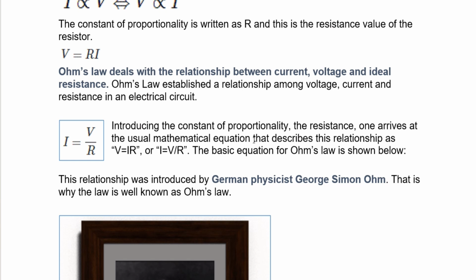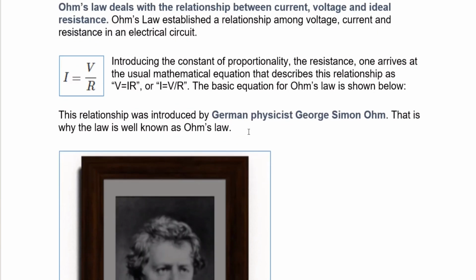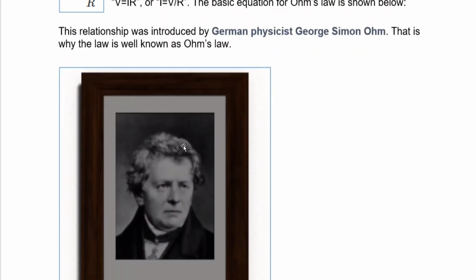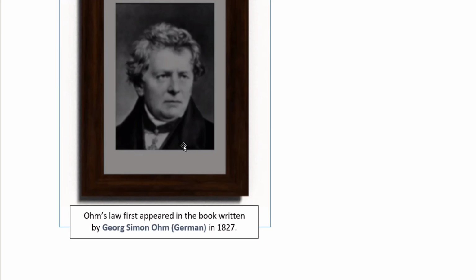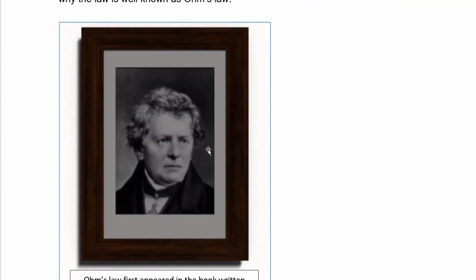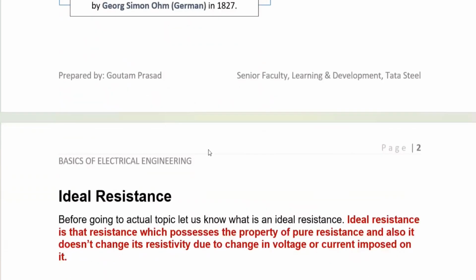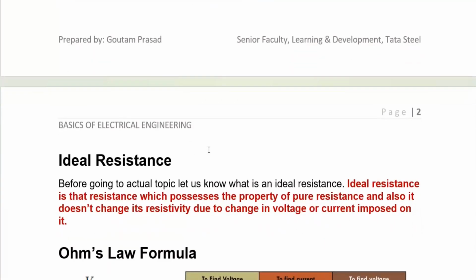This is basic, and in the circuit analysis of small electrical circuits, it is very much applicable. Here is the photograph of Georg Simon Ohm, the German scientist who proposed Ohm's law in 1827. He is the great scientist who established the relationship between V, I, and R.